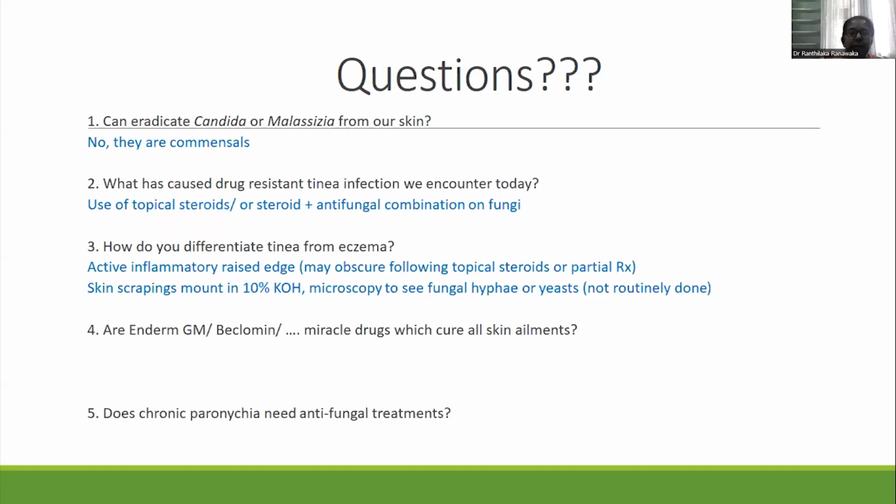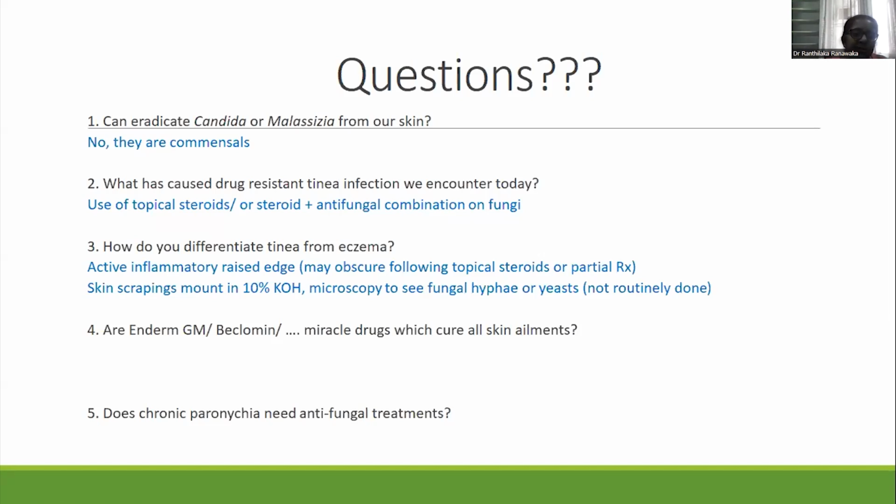But if they have applied steroid before or partially treated, you might not see the edge, right? So actually we can do skin scrapings and mount in 10% KOH and look under the microscope. I showed you microscopy earlier, but usually we don't do it. It is not routinely done, right?